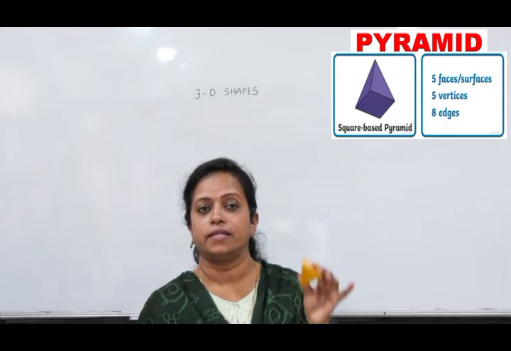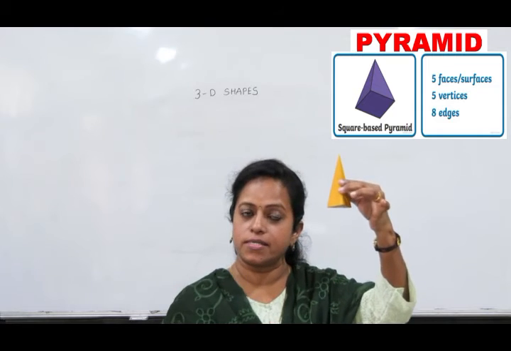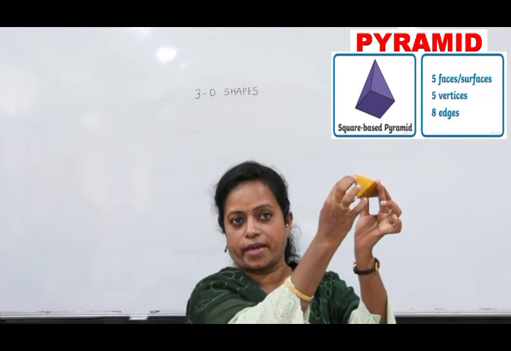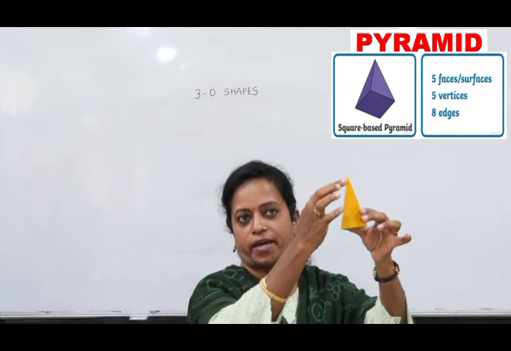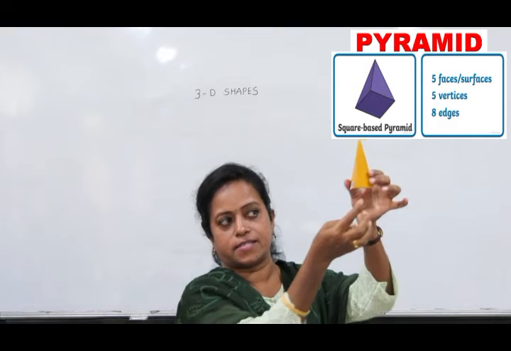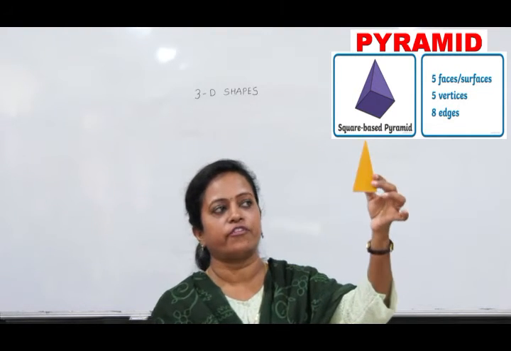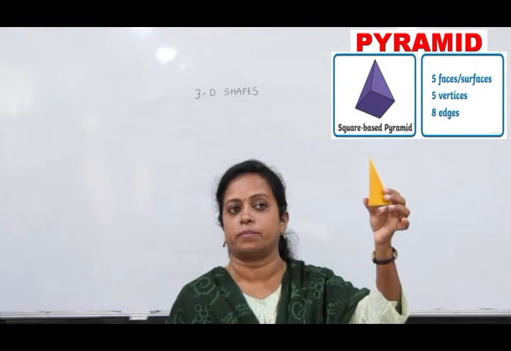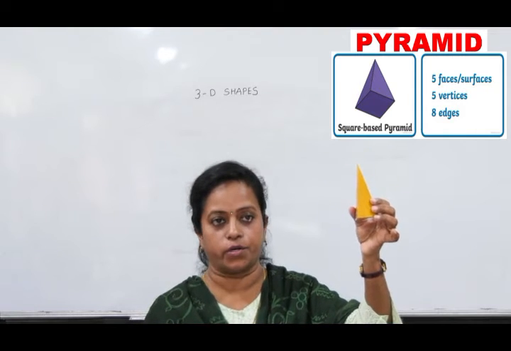For example, this is the example of a triangular pyramid. Why is it called a triangular pyramid? Because the base is a triangle and the other faces in a pyramid will be triangles. So the 4 faces, that is 1, 2, 3, 4, the 4 faces of a triangular pyramid, they are triangle in shape, and a triangular pyramid is also called a tetrahedron.